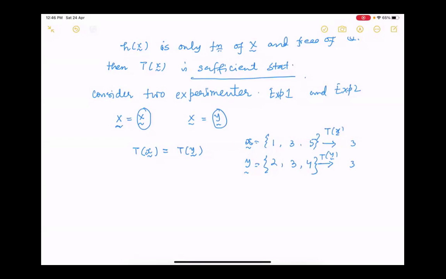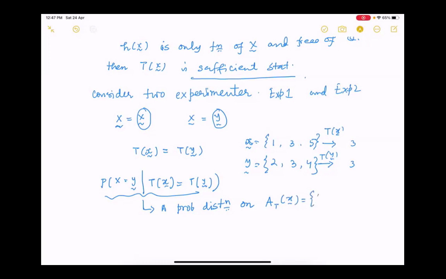So the probability of x equal to small y, given that these two statistics are exactly the same, this probability distribution will be a distribution on the sample space where y tilde is such that T of x tilde equals T of y tilde.